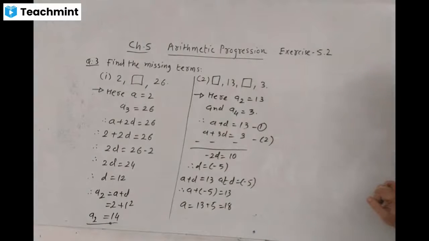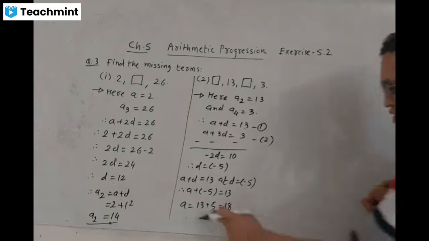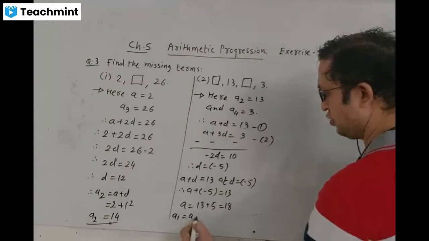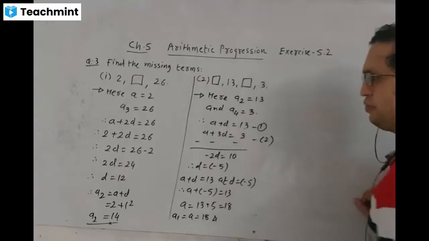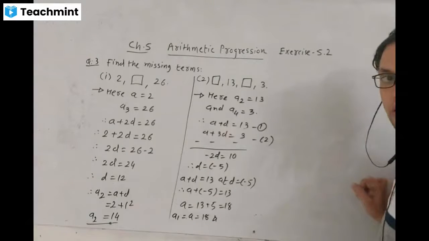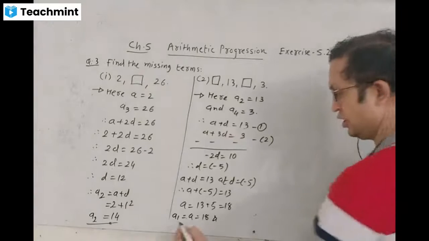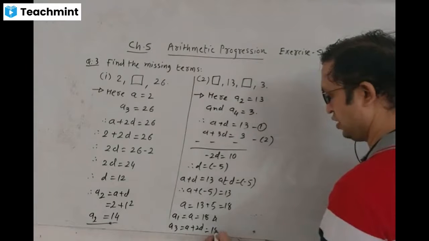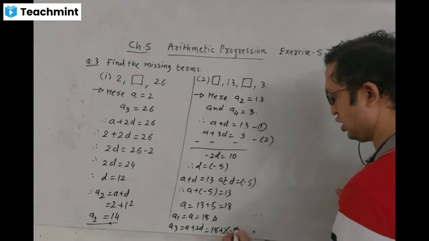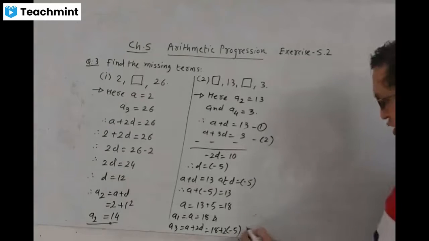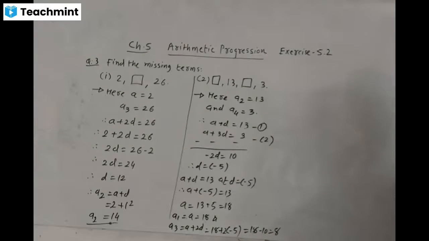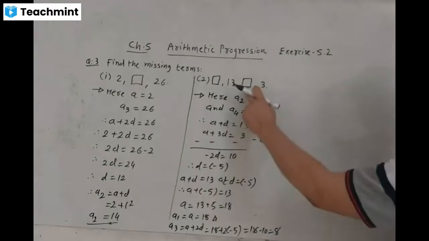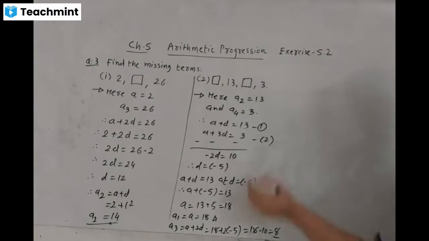Then find the first and the third term. First term, that is A. A is equal to A1, that is equal to 18. And the third term. Third term is A3. A3 is equal to A plus 2D, which is 18 plus 2 into minus 5. D is equal to minus 5. Therefore, 18 minus 10, that is equal to 8. Therefore, first term A is equal to 18 and third term A3, that is equal to A plus 2D, is equal to 8.